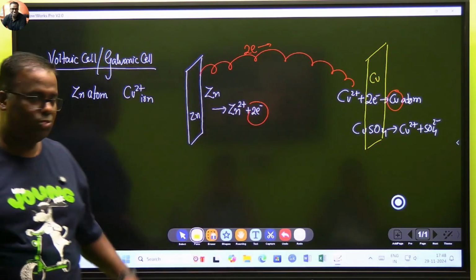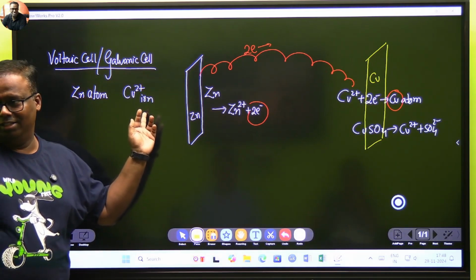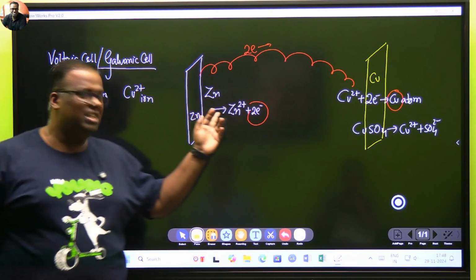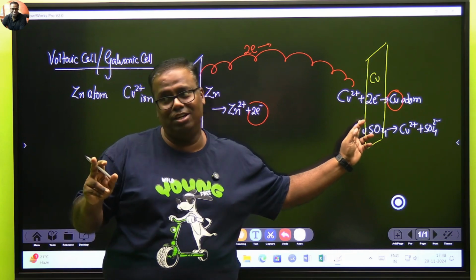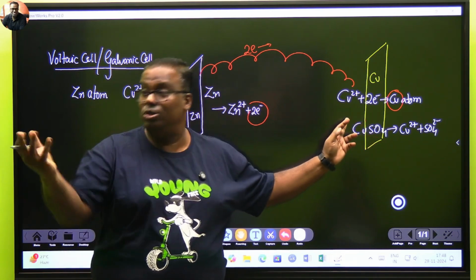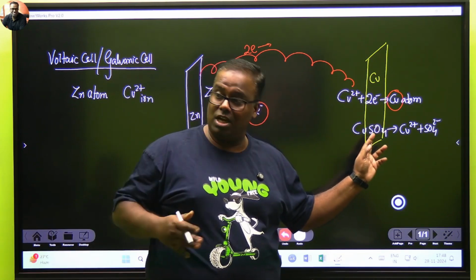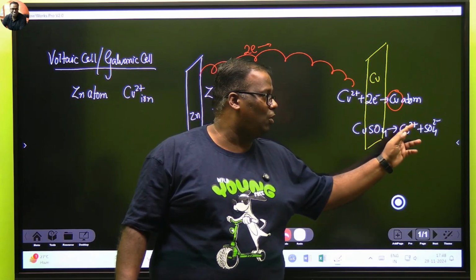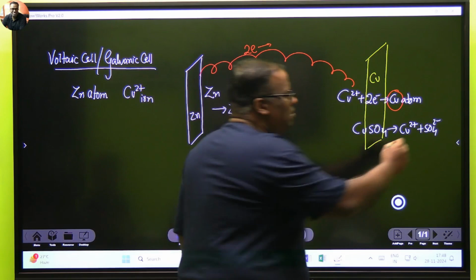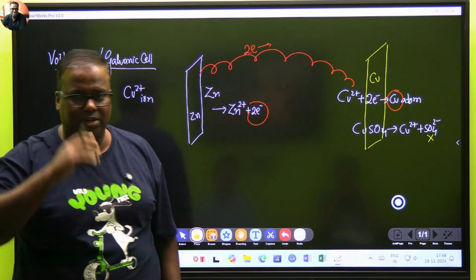So story starts once again. We started with zinc atom and copper ion. Zinc atom has a tendency to lose electron. Copper ion is hungry for the electron. Where do you get the copper ion from? Copper sulfate solution. So we started with copper sulfate solution and copper sulfate solution has got copper ion and sulfate. Don't concentrate too much on this, this is a spectator ion right now.